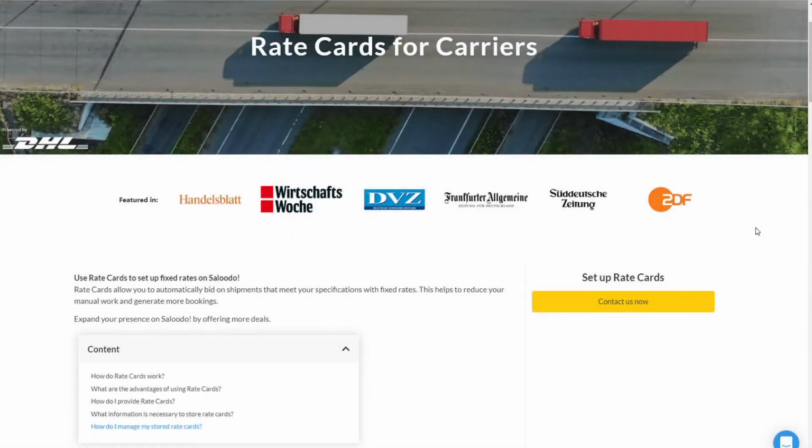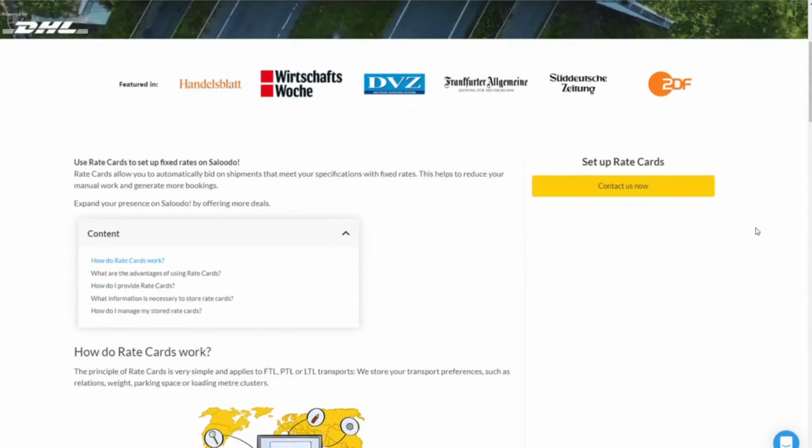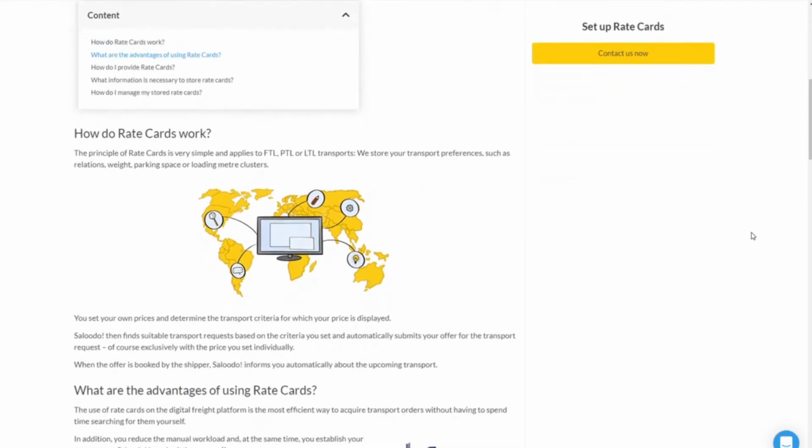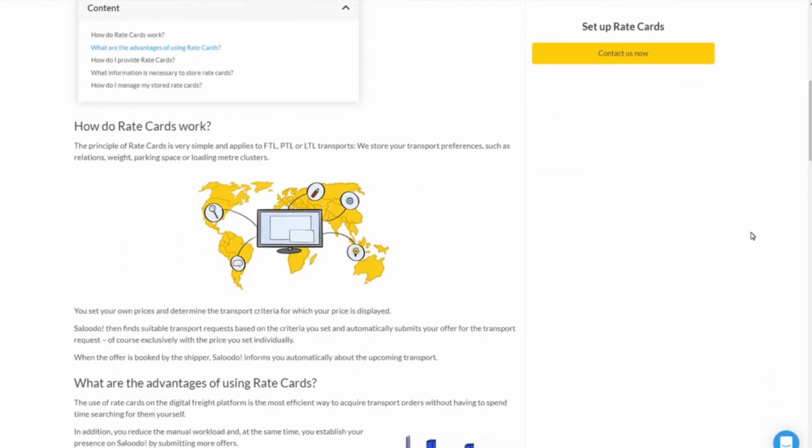As a carrier, you have the possibility of storing rate cards with Saloodo. The use of rate cards on the digital freight platform is the most efficient way to acquire transport orders, without having to spend time searching for them yourself. At the same time, you reduce the manual workload and also, you establish your presence on Saloodo by submitting more offers. The principle of rate cards is very simple and applies to FTL, PTL, or LTL transports.